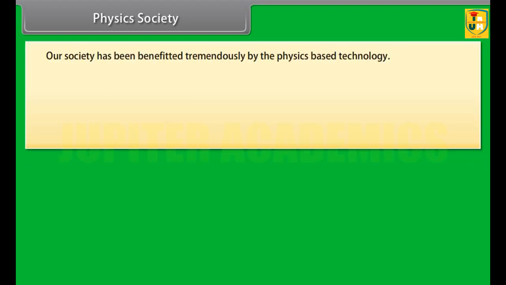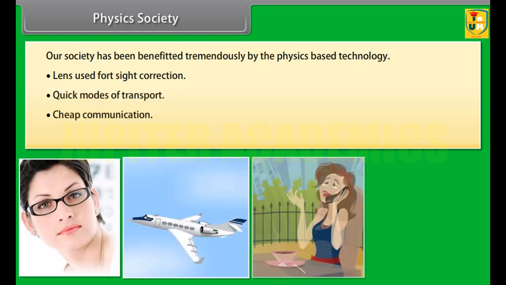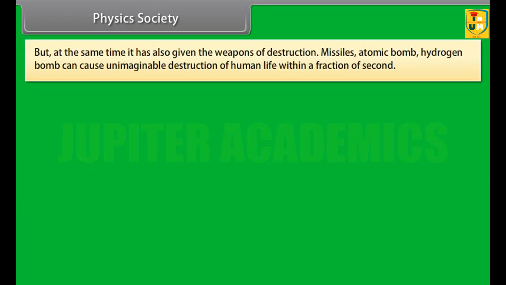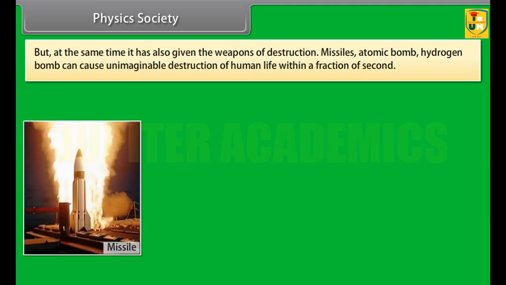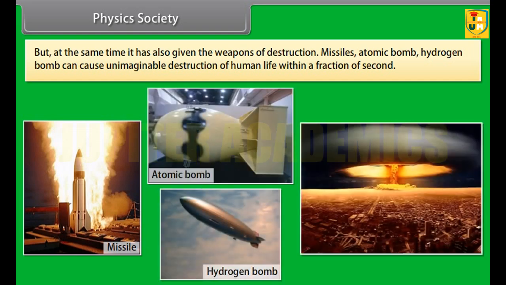Physics and society. Our society has been benefited tremendously by physics-based technology. Lenses used for sight correction, quick modes of transport, cheap communication, weather forecasting are some new dimensions of progress due to physics. But at the same time, it has also given the weapons of destruction. Missiles, atomic bomb, hydrogen bomb can cause unimaginable destruction of human life within a fraction of a second.